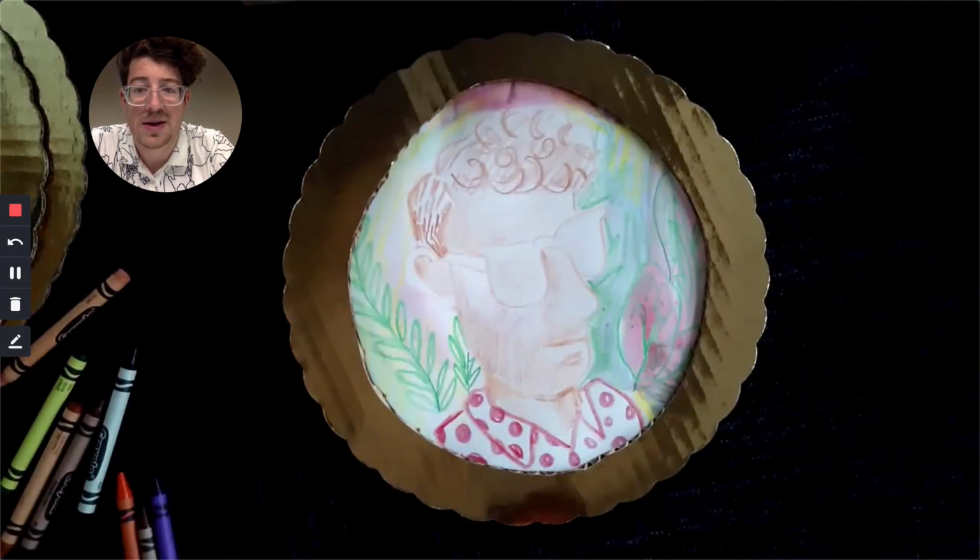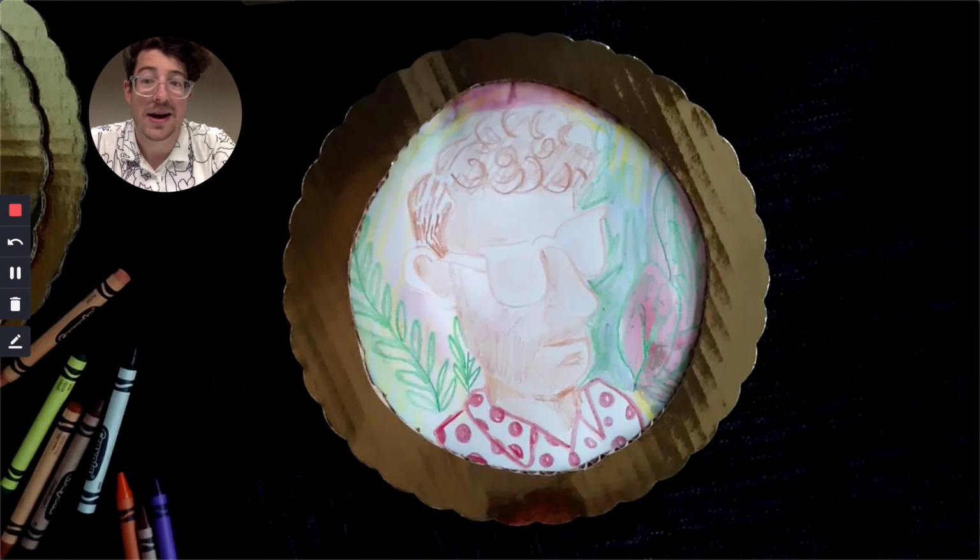And there you go. You've got your own miniature portrait, just like the miniature portraits that we saw in the museum. Now, I want to see what you make. When you get done, make sure that your teacher or your parents share your miniature portrait with us. We want to see what kind of creative things you're doing. All right, have fun.